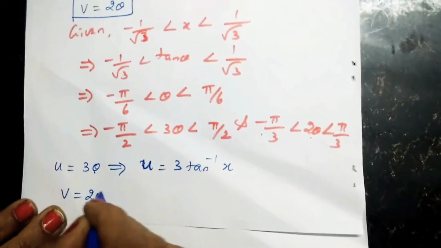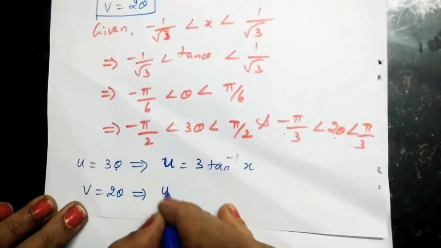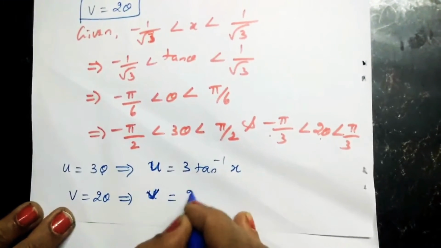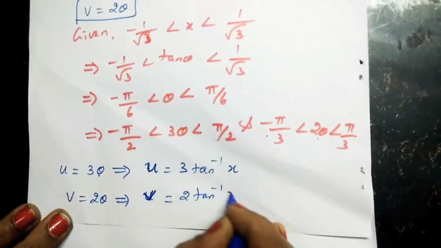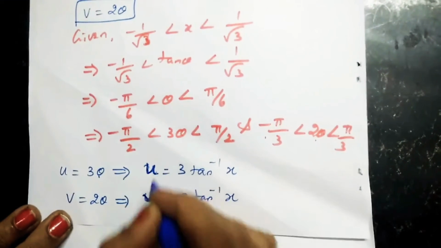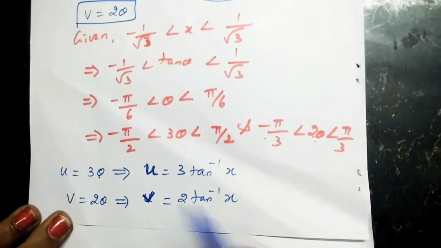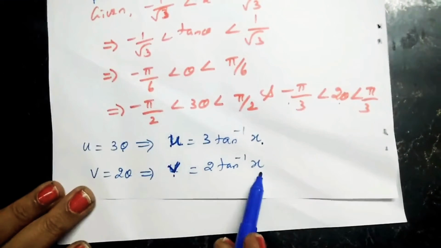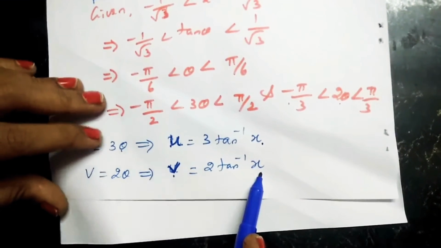Then v is equal to 2 theta, which means v is equal to 2 into tan inverse of x. This is your u, this is your v. Now differentiate u with respect to x, and differentiate v with respect to x. That you have to do now.